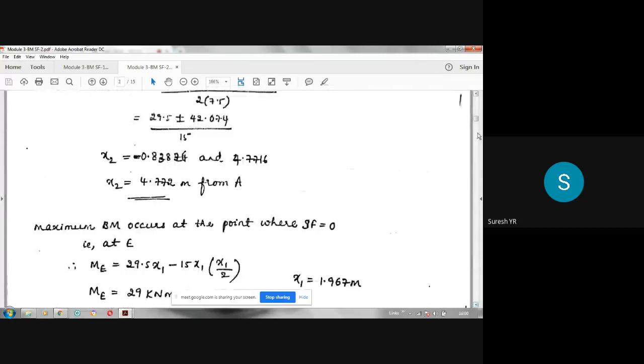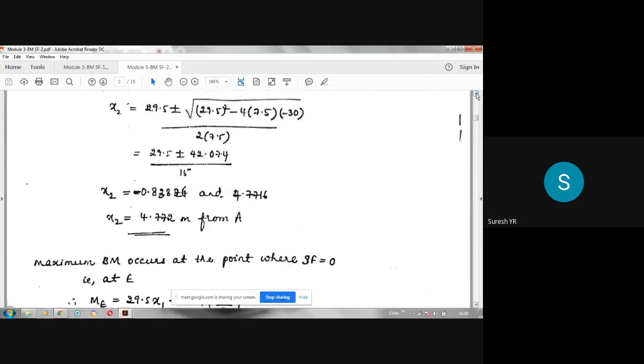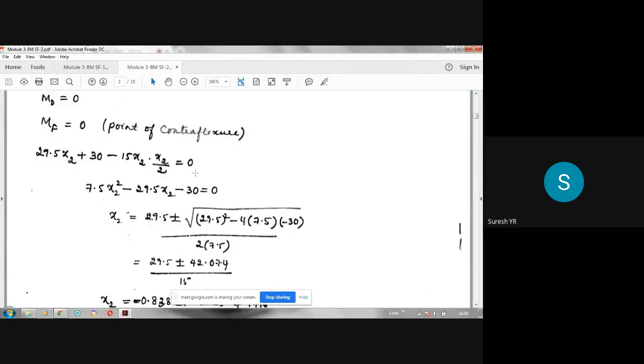That is the expression I have written here. This expression is equal to 0 because it is the point of contraflexion. We have to equate this to 0 and solve it. So you are getting a quadratic equation. Solve using the formula method, and you will get two values for x2.